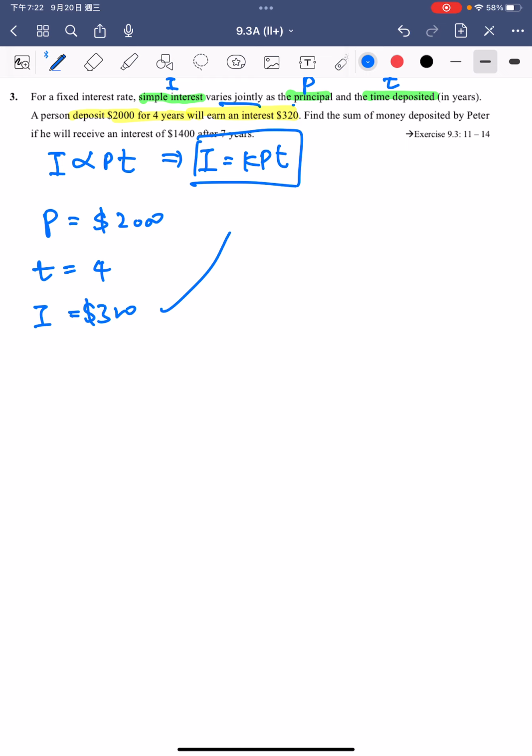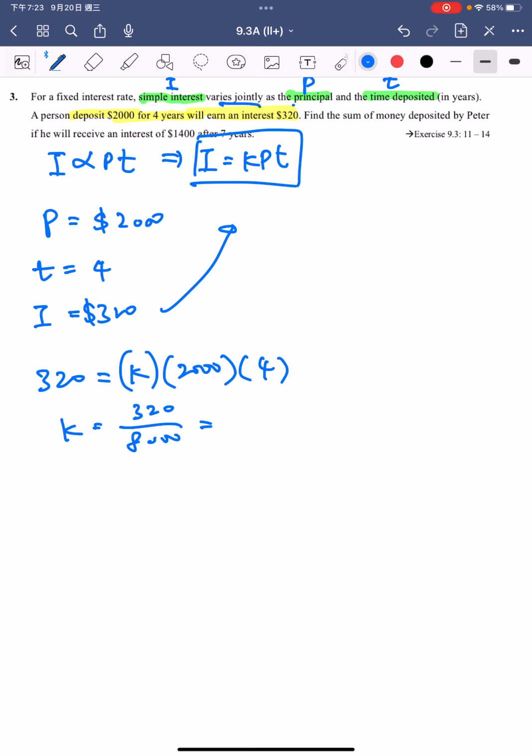So we just substitute the values back into our equation, then we have 320 is equal to K times the P, which is 2000, times the T, which is 4. Then we can have K equal to 320 divided by 8000. So overall it will equal 0.04.